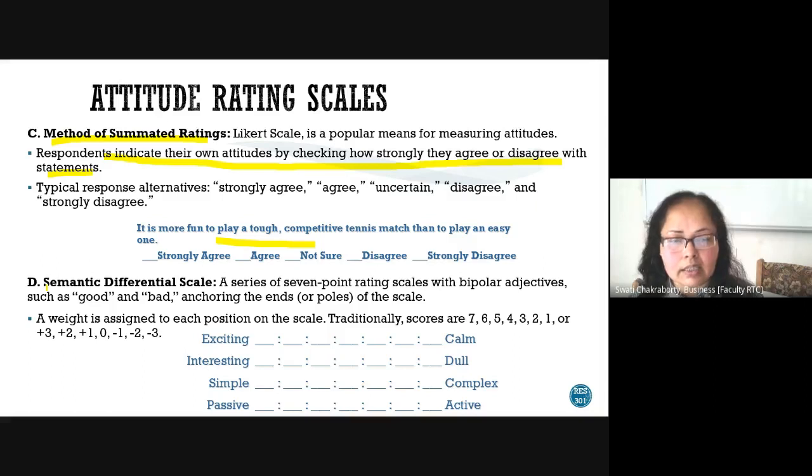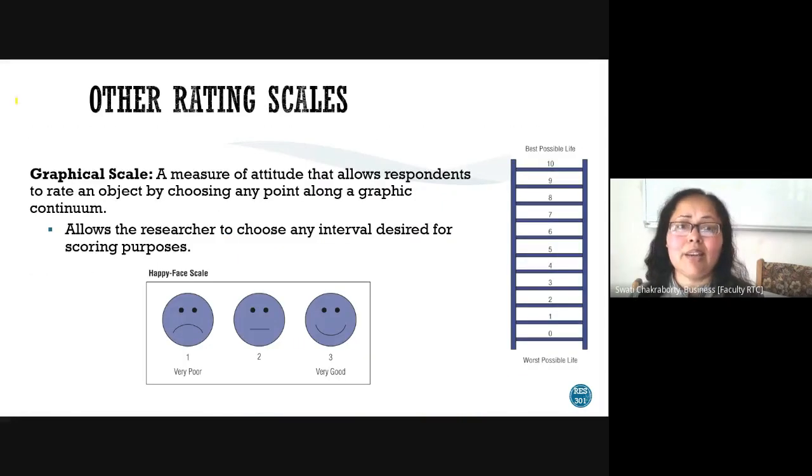And the last type is the semantic differential scale. It's a series of 7-point rating scales with bipolar objectives, that is, good and bad, two ends. A weight is assigned to each position on the scale. So it could be from 7 to 1, or it could be from +3 to -3. So you have to say exciting or calm. Where do you put yourself on these factors?